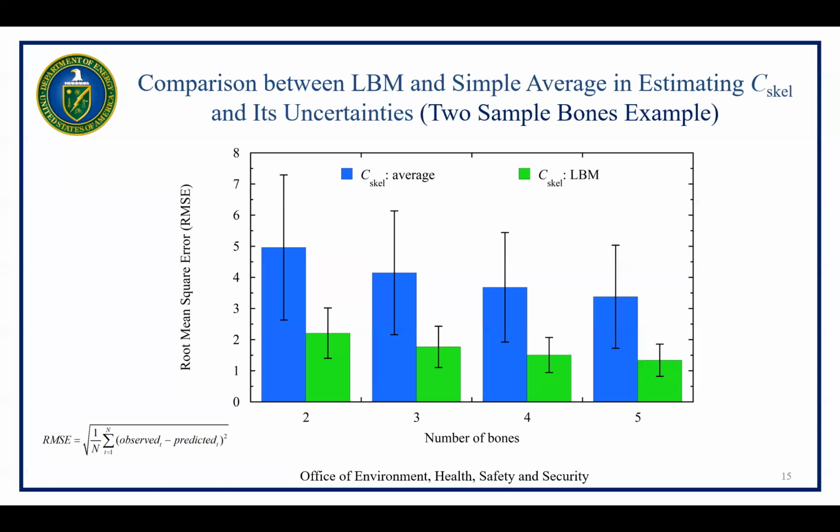And similarly, the larger the number of bones, the smaller the standard deviation of RMSE, or the smaller the uncertainties of skeleton concentration estimates. However, compared to the simple average method, it is clear that LBM is substantially better in skeleton concentration estimate. In fact, LBM improves skeleton concentration estimate by 58% and reduces its uncertainty by 67% on average over 2 to 5 bones.